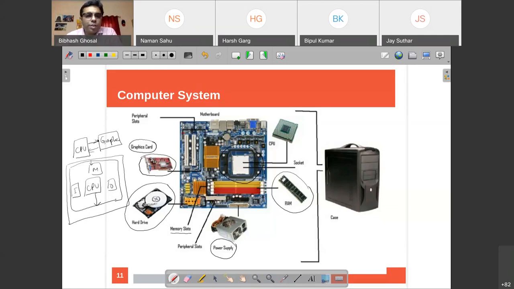There are peripherals too. If you want to add some extra peripheral, you can do that and connect them. This is how it gets connected, and this overall thing is packaged and put inside this cabinet. This is the case. So this is usually the view that we have of a desktop computer system. A computer system overall is an integration of a number of components: processing unit, add-on cards, memory, secondary storage devices, power supply, input-output units. Together they form the computer system.